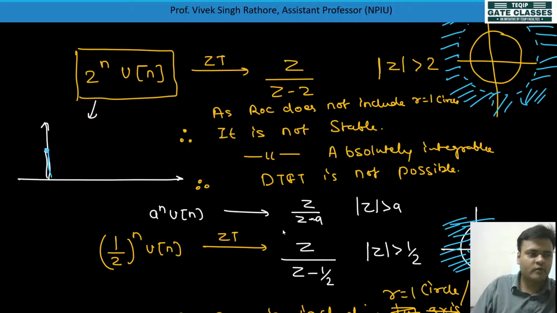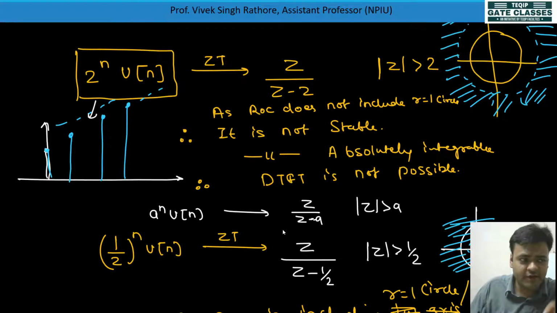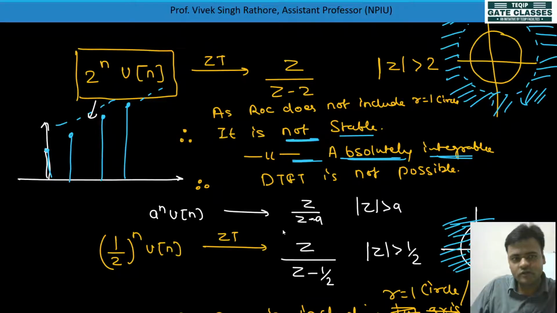2 to the power 1 u of n, 2 to the power 2 u of n, 2 to the power 3 u of n. It will go on and on. Is it an absolutely integrable signal? No. That is why here we have written not absolutely integrable. From ROC also we have seen that in the frequency domain, and from time also we can see that the signal is not absolutely integrable.